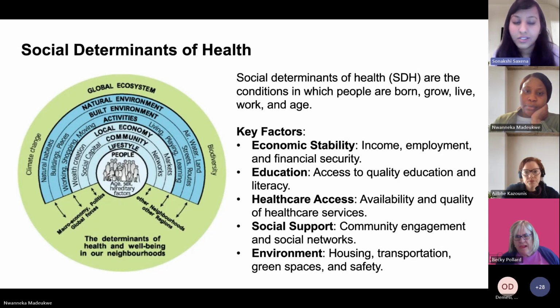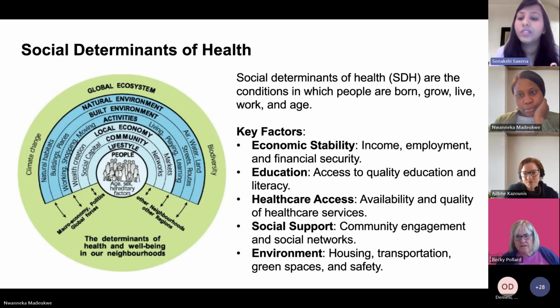The last but not the least is individual traits and actions. Now, these are factors such as age, gender, state of health, personal habits like diet, hygiene, exercise. All these significantly affect health. For example, certain chronic diseases are influenced by genetics, but lifestyle choices like physical activity, nutrition, and smoking are just as important.